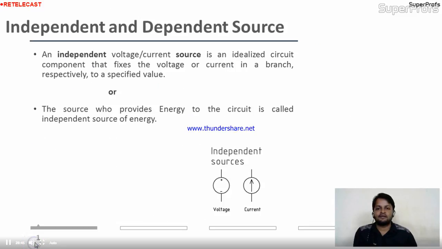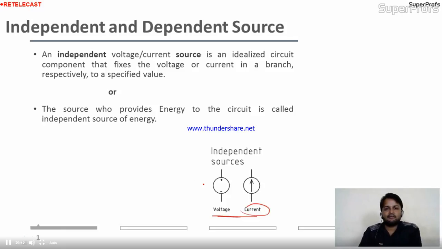Fine. Come to the next one. Independent and dependent sources. Okay, friends. As we have seen, the voltage and current are two types of circuit like this. In many problems we used this plus minus combination and we have given the name voltage source. And this arrow type of structure we have given the name current source. These are the independent sources of energy.